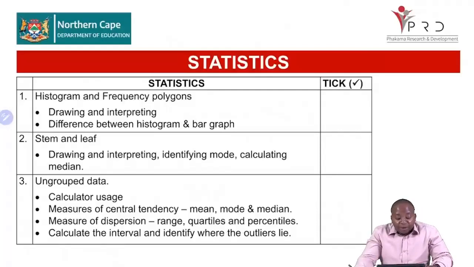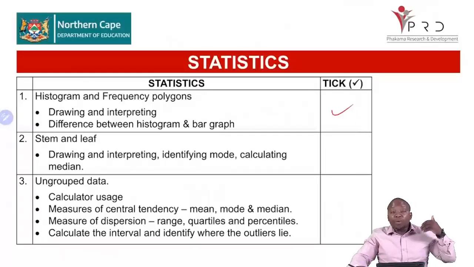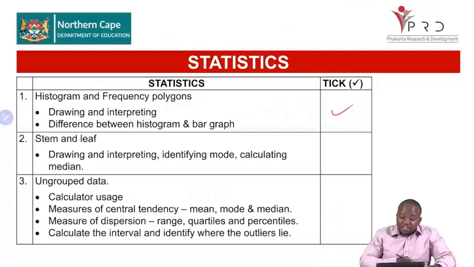We are now saying the first key concept that we must focus on is histograms and frequency polygons. For these, you must be able to draw and interpret histograms and frequency polygons. Number 2, you must be able to differentiate between a histogram and a bar graph. So if we have acquired that knowledge, or we have those concepts mastered, then we can tick there and say, okay, for my paper 2, when I'm going to my examination, I have this covered.